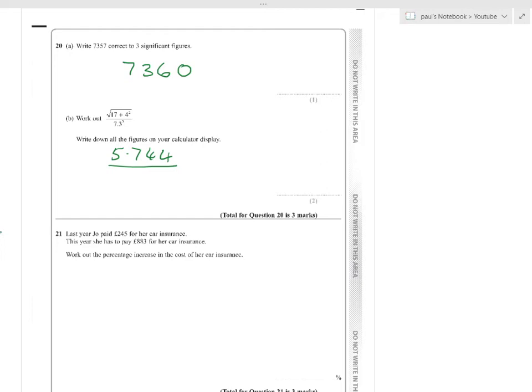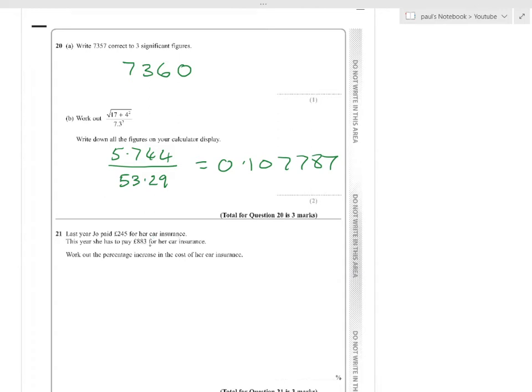I think that's squared. 7.3 squared, let's see. 7.3 squared is 53.29. So 5.744 divided by 53.29 is 0.107787.